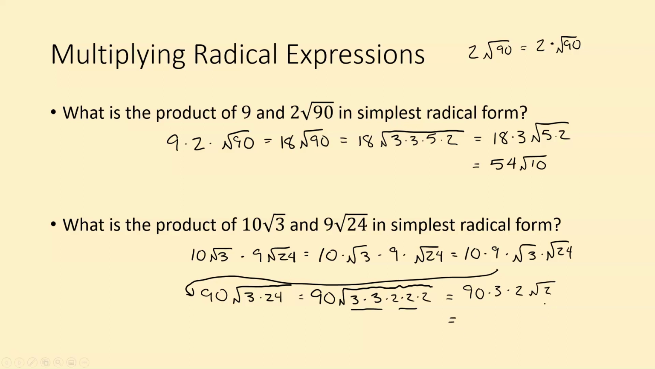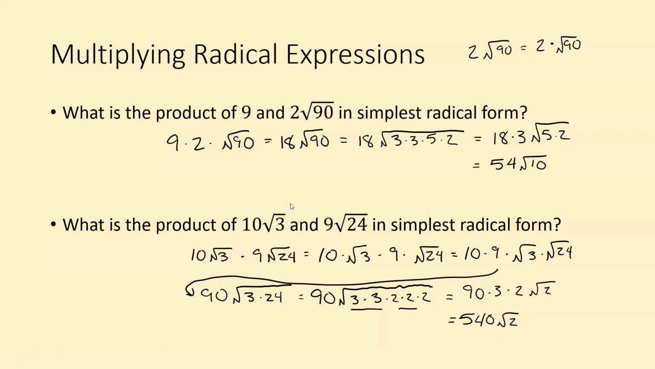So what is 90 times 3 times 2? That is 540. We're left with the root 2 left over. So what we want to do is multiply the numbers outside the radicals. We multiply the 10 and the 9 to get 90. And then we want to multiply the numbers inside the radical, the root 3 and root 24. And we want to simplify that all together, 540 root 2.